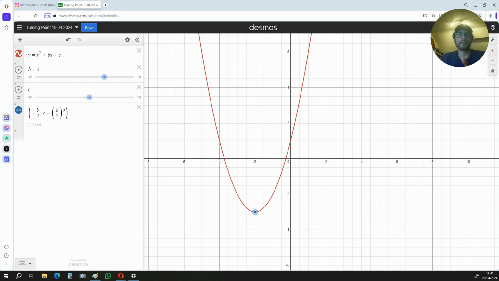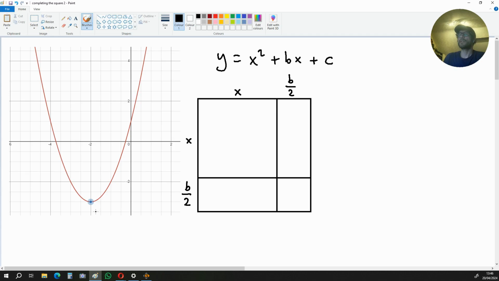Hi, in this video I'm going to be showing you how to find the turning point of a curve of the form y is x squared plus bx plus c. We are going to do this by completing the square. Now, to find this turning point, we are going to have to convert this part of the equation, that is x squared plus bx.